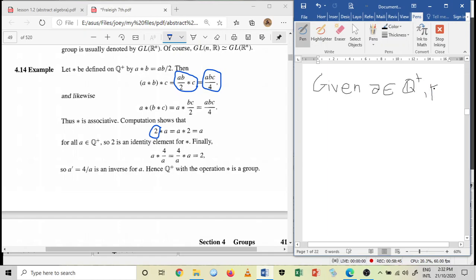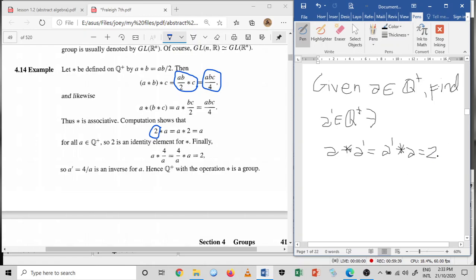We need to find A prime in the same set, A prime in Q plus, such that A operation A prime is the same as A prime operation A, which both yields the result the identity element which was found earlier, which is 2. Okay, so this is what we have to do.